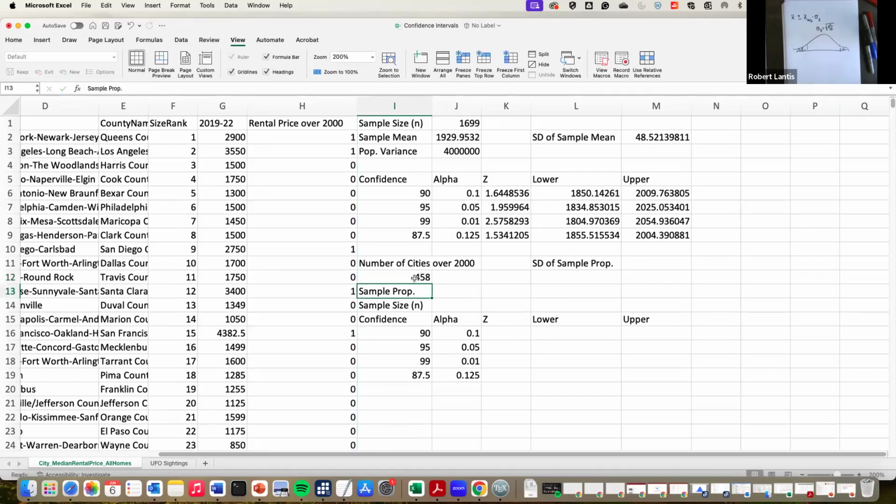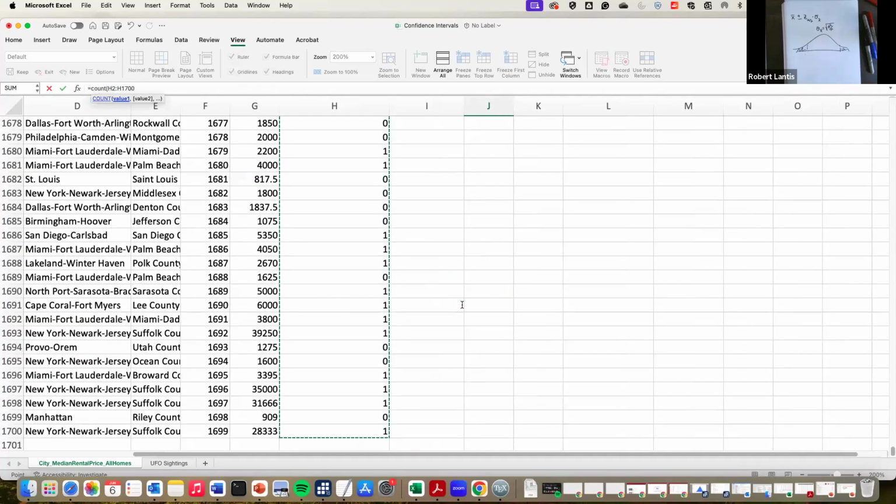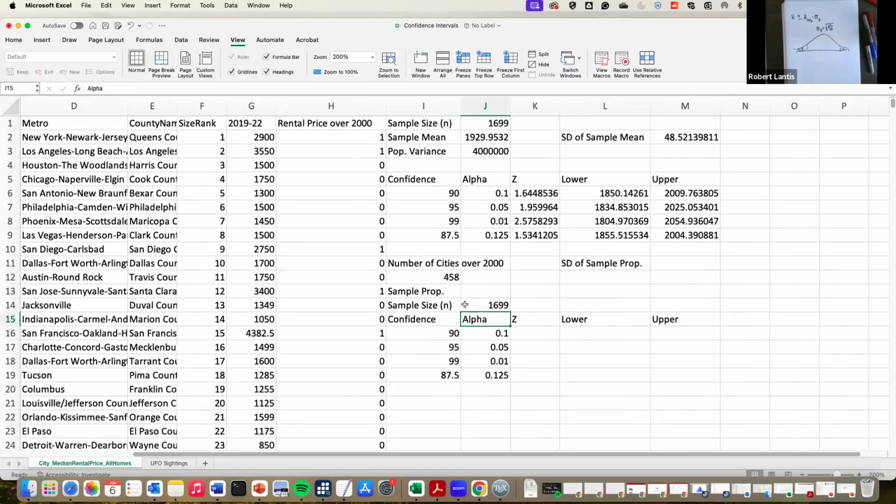Okay, so 458. I could then say, okay, what's my sample size? That's just going to be using the count function, count the number of observations we have. Control Shift, Command Shift on a Mac, hit the down arrow, hit enter.